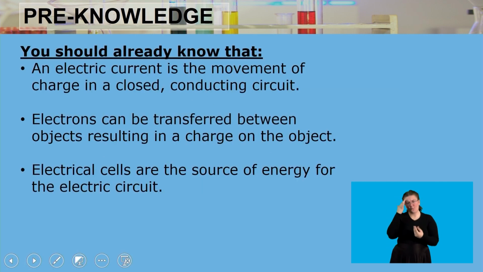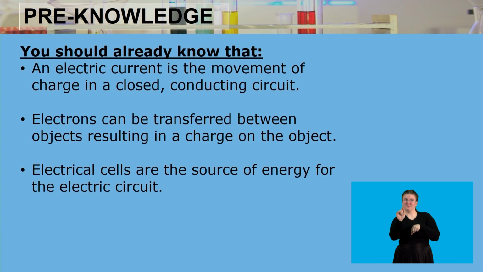Things that you already know about electricity or about circuits in general. We know that an electric current is the movement of charge in a closed conducting circuit. So an electric current is the movement of charge, and that is happening in a closed conducting circuit. Number two, electrons can be transferred between objects resulting in a charge on an object. Remember, when these electrons are transferred between objects, the object that receives the electrons and the object that transfers the electrons are going to have a different charge, assuming that they were starting from a place whereby the number of electrons and the number of protons were equal.